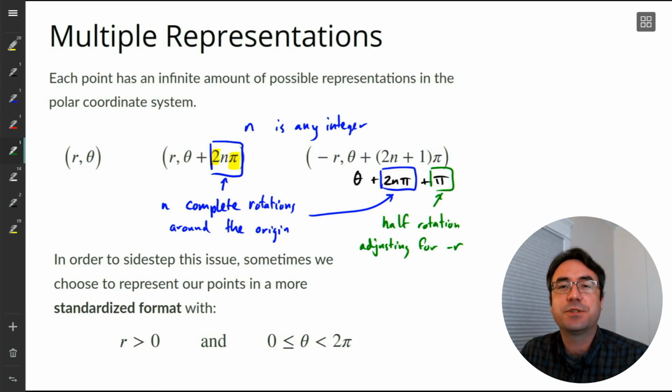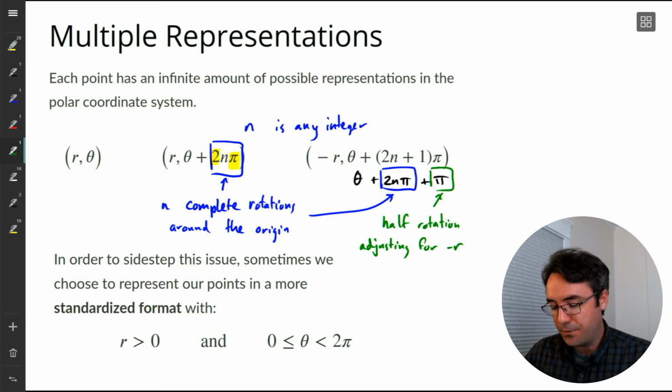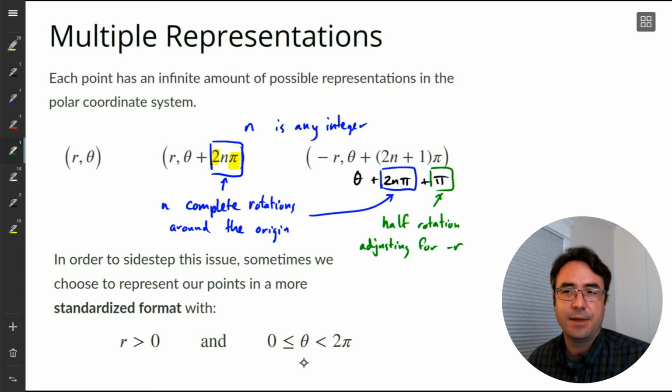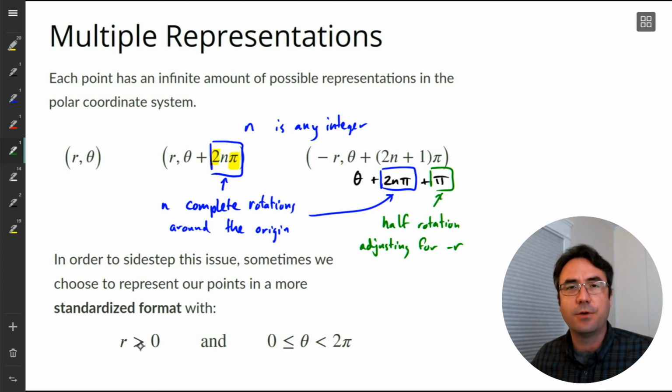Usually we want to go with a more standardized approach. So for the most part, we want r to be positive and theta to be in between 0 and 2 pi. And if we put this extra restriction on it, then we're guaranteed that each point except the origin is only going to have one representation. So this kind of narrows our focus down. And so normally we try to go for a standardized format where r is positive and theta is between 0 and 2 pi.